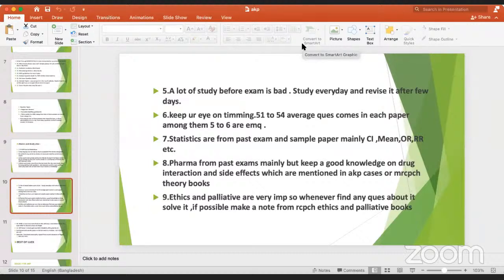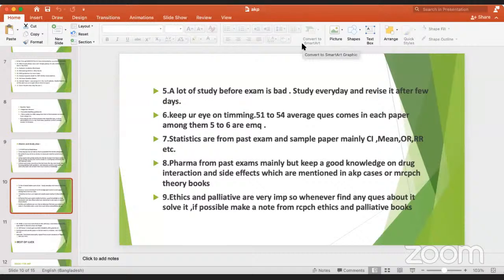Now, pharmacology from the past exams. There is no book for AKP for pharmacology, but mainly the question comes like in Part 1, like the drug methylphenidate side effects, okay? Anti-epileptic drug side effects. Mainly side effects will come in this AKP exam. So you have to have a very good grip of the drugs that are frequently coming in the exam.